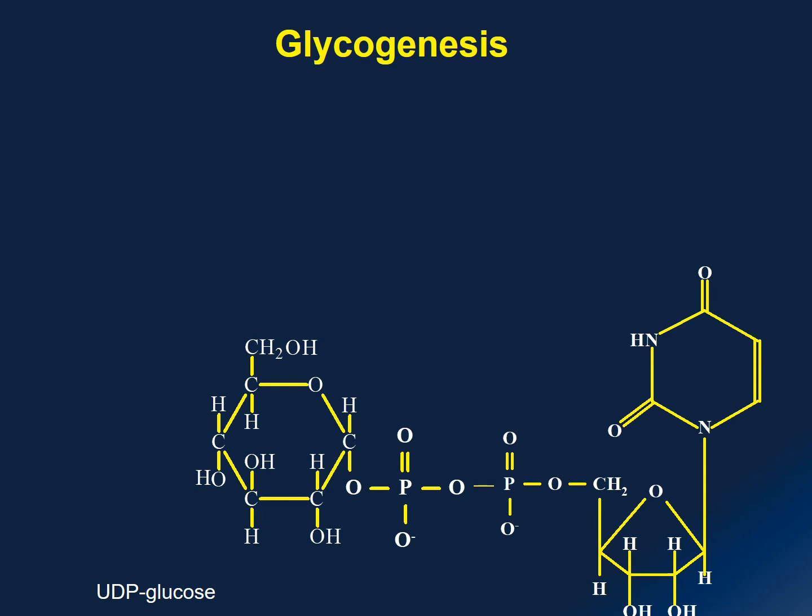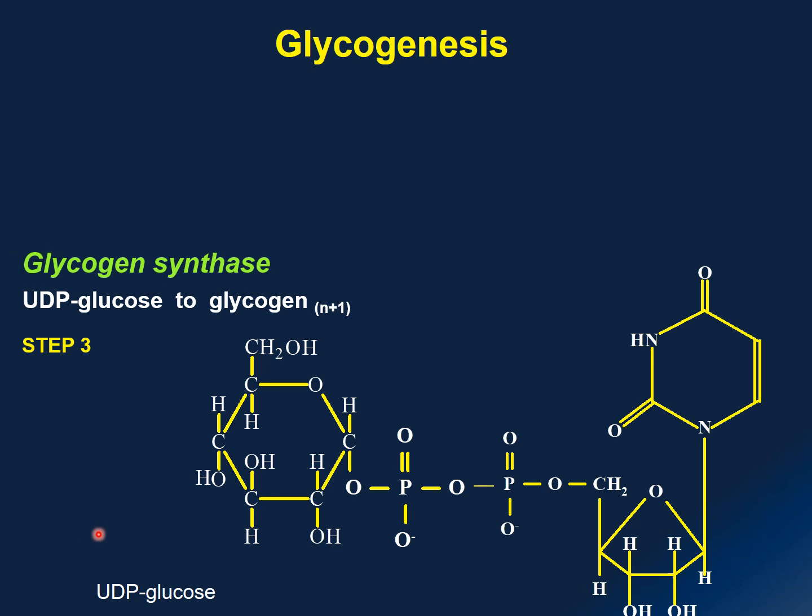And here is how the UDP-glucose molecule looks. It stores a massive amount of energy in the pyrophosphate bond. With the energy stored in the UDP-glucose molecule, we can proceed to step 3, which is polymerization, catalyzed by the enzyme glycogen synthase.